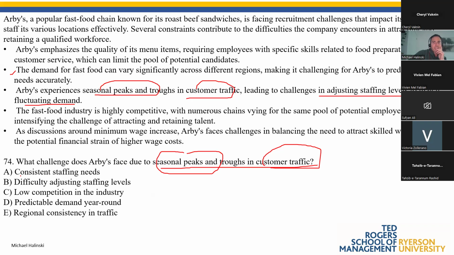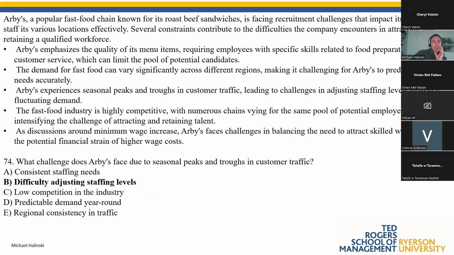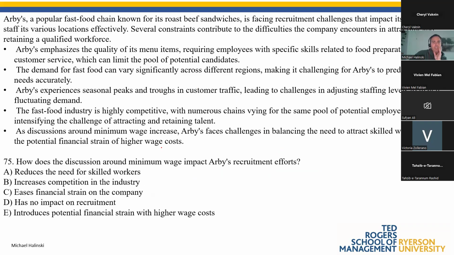Okay, leads to challenges in adjusting staffing levels to match. Where's the word consistent staffing needs? Yeah, possibly. Oh, there we go. Difficulty adjusting staffing levels. Okay, there we go. So in this one, read it carefully and you'll see. To be honest, now that I think about this, you don't really need to know HR. You just need to know how to read questions carefully, and you could do well on these questions.